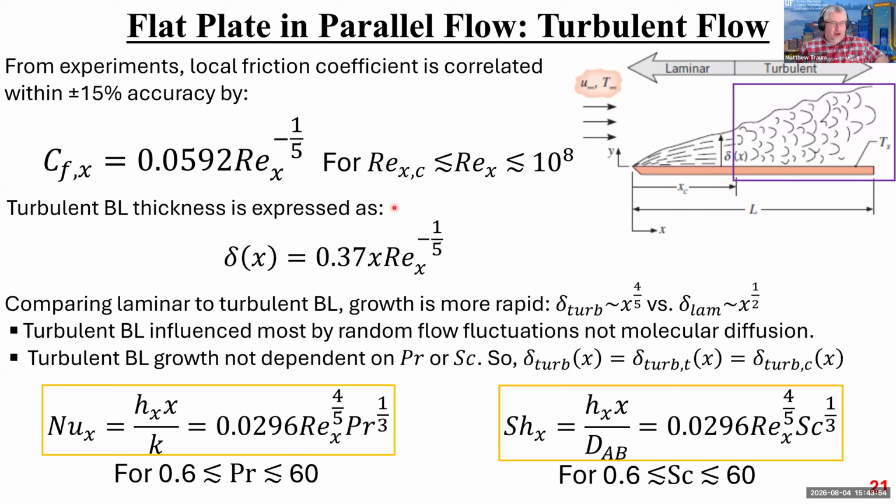By the same token, the turbulent boundary layer thickness is, again empirical, 0.37 x times the Reynolds number raised to the minus 1/5 power. And so I say here, comparing the laminar boundary layer to the turbulent boundary layer, growth is far more rapid for the turbulent boundary layer. So the turbulent boundary layer will actually grow as x to the 4/5, whereas the laminar boundary layer will grow as x to the 1/2. And that's exactly what you see here in this chart.